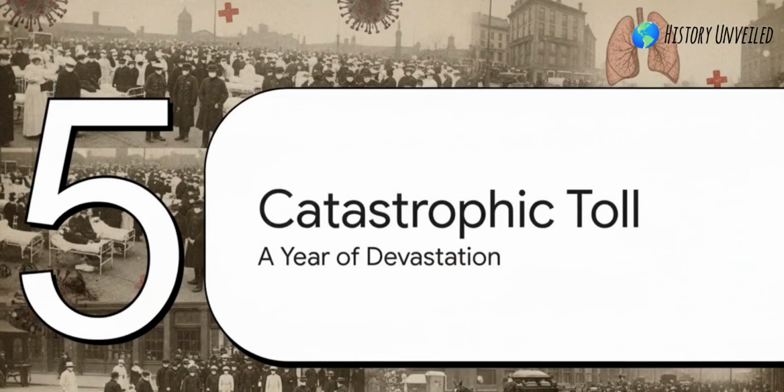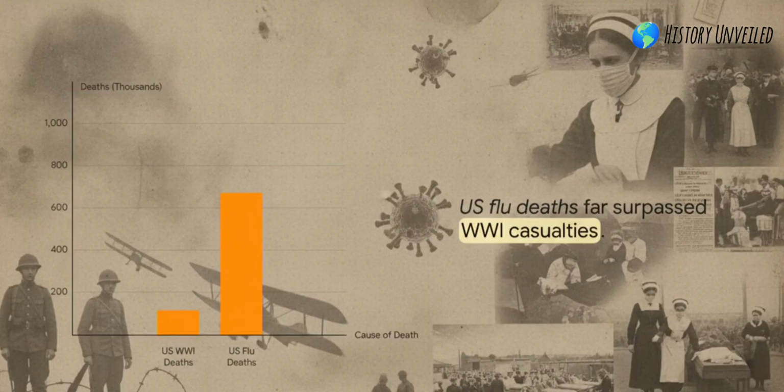Part 5. The catastrophic human toll. So what was the final damage here in the US? The flu killed roughly 675,000 Americans. To put that into perspective, that is vastly more Americans than died in World War I. Actually, scratch that. It's even crazier. That's more American soldiers dead from a microscopic virus than all American soldier deaths in the entire 20th century combined.